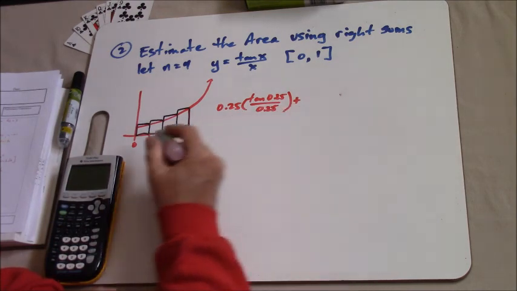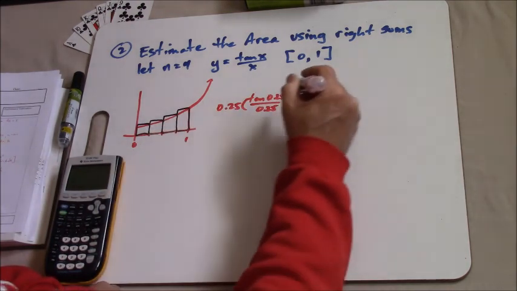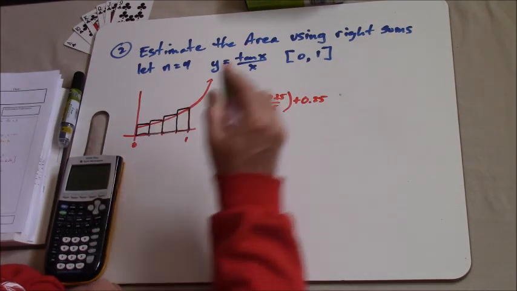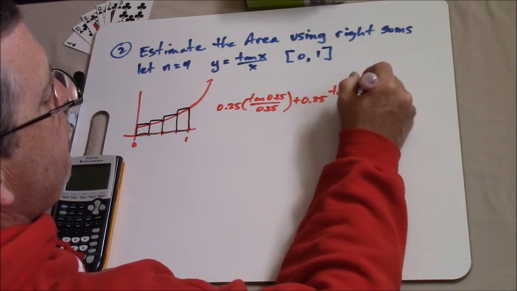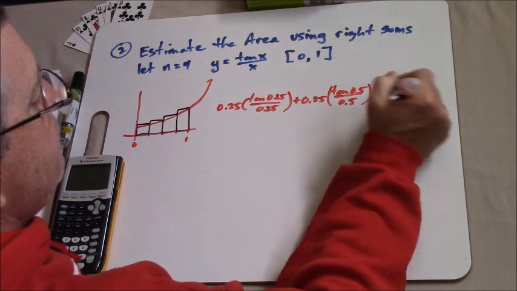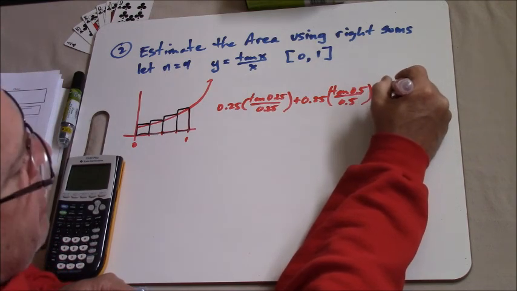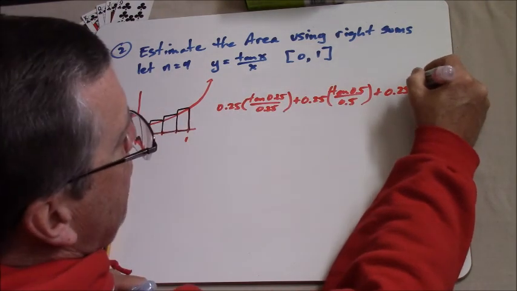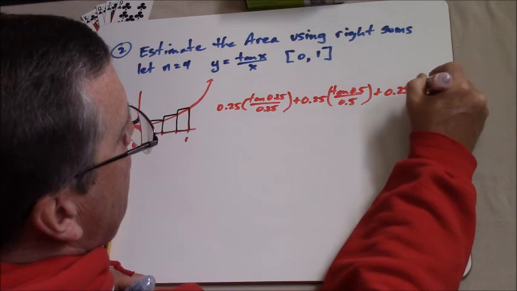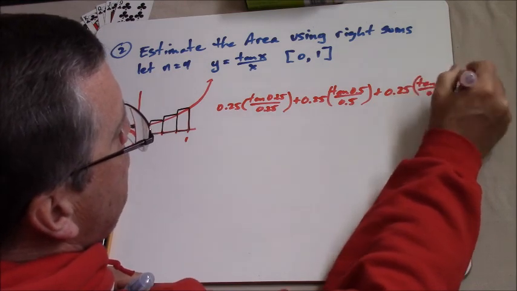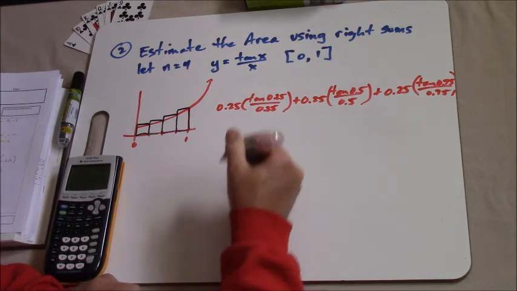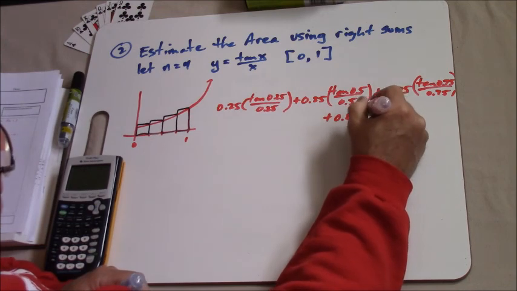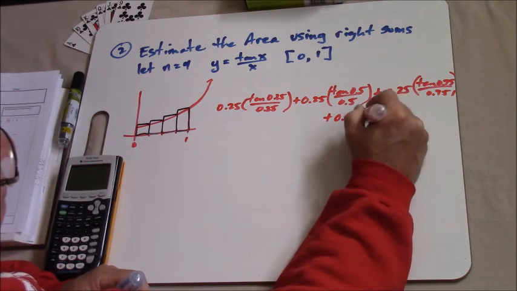Plus, my next rectangle, base is going to be the same, 0.25. This time I'm plugging in the number on the right side, which is 0.5, so I've got tangent 0.5 over 0.5. Plus my third rectangle, base is the same. This time I'm plugging in 0.75, so tangent 0.75 over 0.75. Plus one more rectangle, I'll just write it here, 0.25 times tangent 1 divided by 1.